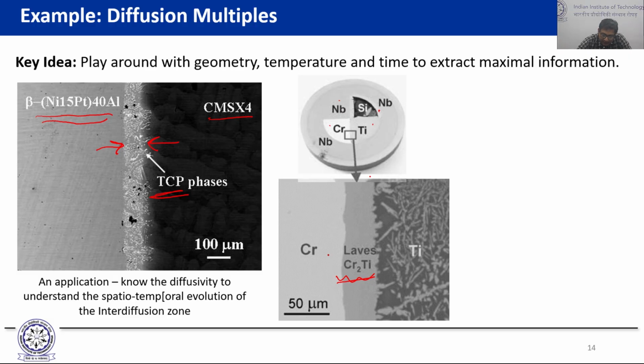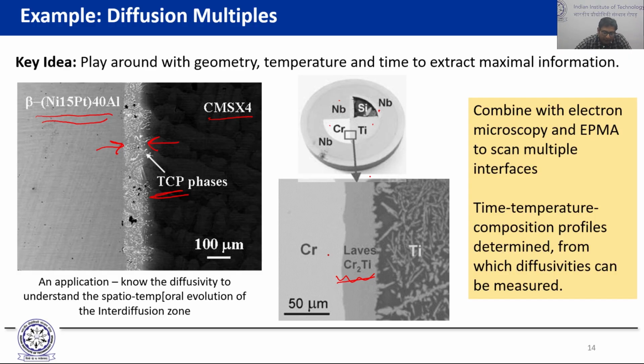So as a result, now I am starting to create multiple interfaces. So I have a titanium niobium interface, a niobium silicon interface, a niobium chromium interface, you have a chromium titanium interface, and so on. So when you are looking at these interfaces, what you basically do is you will scan across the interface, do EPMA type of measurements, and you will get an idea of how much the concentration has changed and therefore how much of one element has diffused into other element.